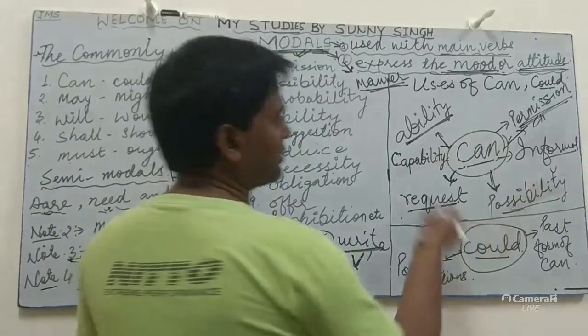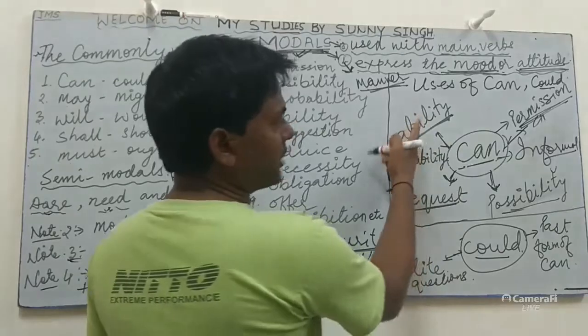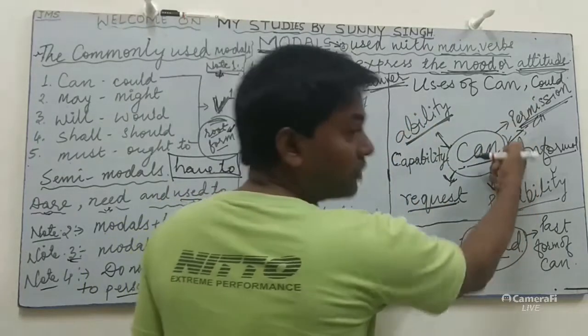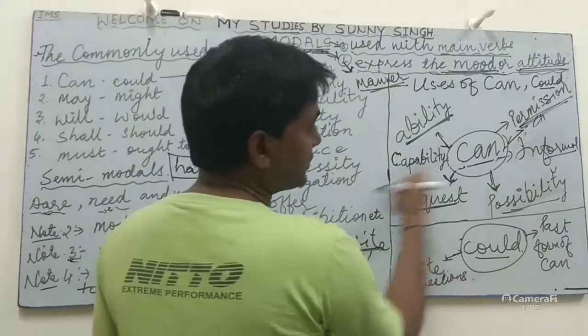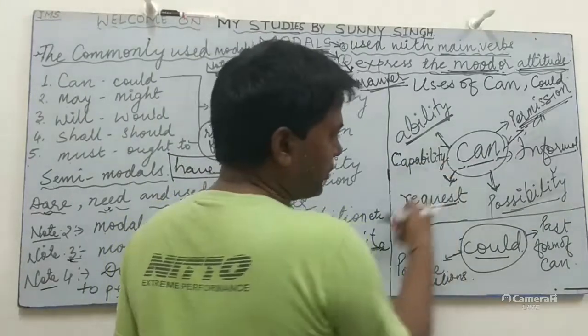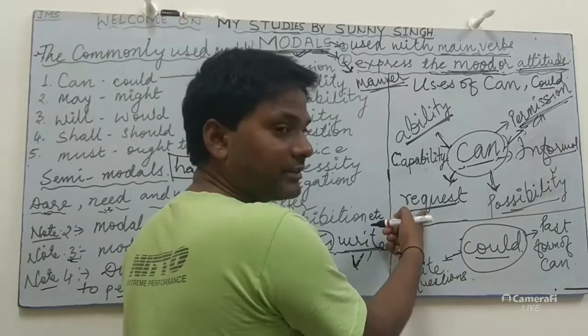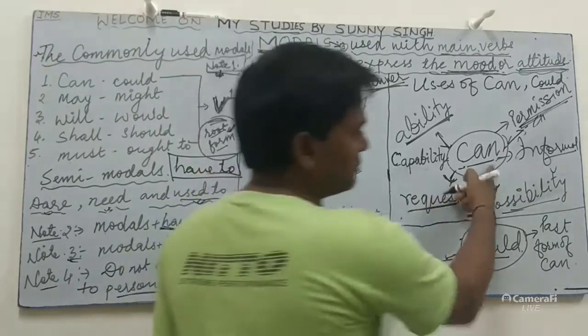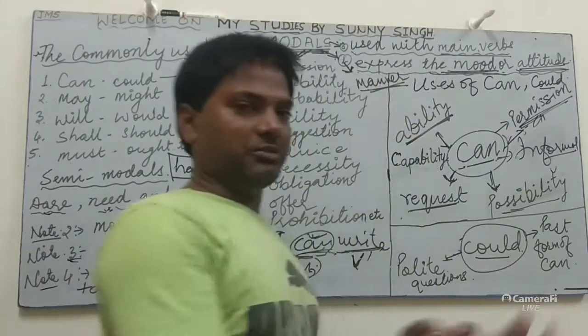So guys, let's recapitulate once again. Can is used for ability, permission, informal permission, अपने दोस्तों के बीच close one. Capability, जो आपकी क्षमता हो, दक्षता हो. Request के sense में पूरा politeness नहीं indicate करता है, ये simple सा request के sense में, and possibility बस less possibility के sense में.